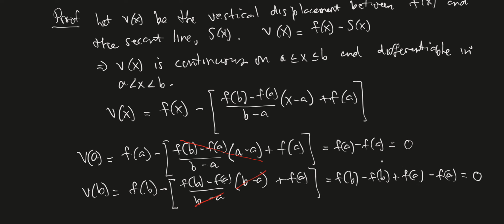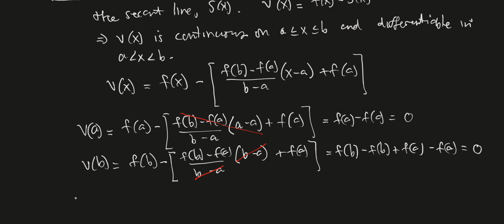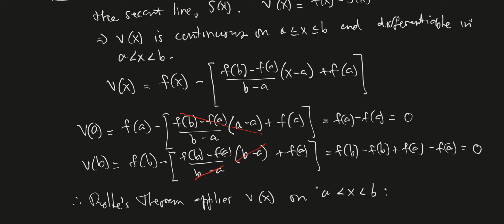Now, what is the point of doing this? Well, let's think about it. We have a function that's continuous on a closed interval, differentiable on the open interval, and the function values at the endpoints are equal. That sounds to me like a recipe for Rolle's theorem. So Rolle's theorem applies to this v of x on this interval. And what does Rolle's theorem say?